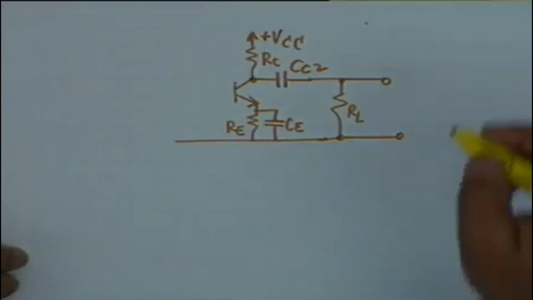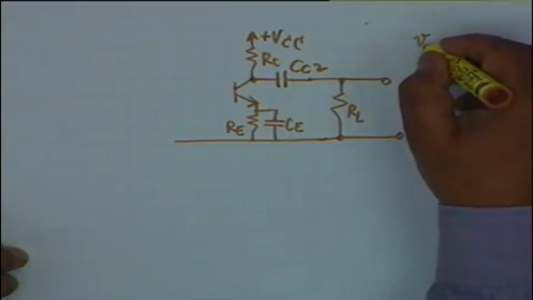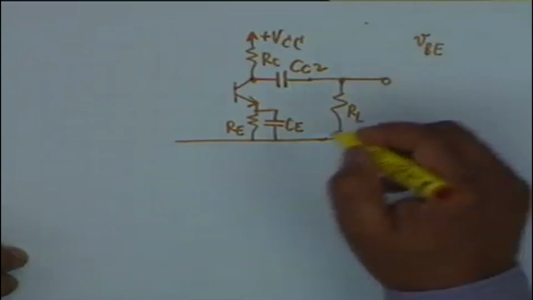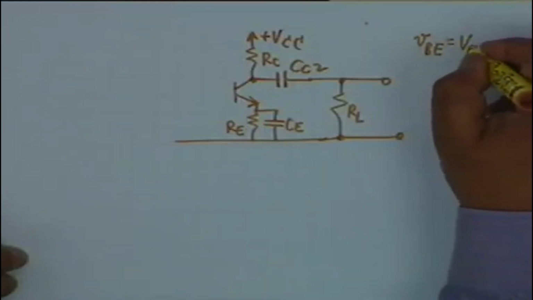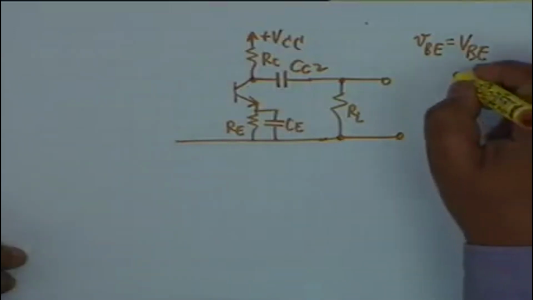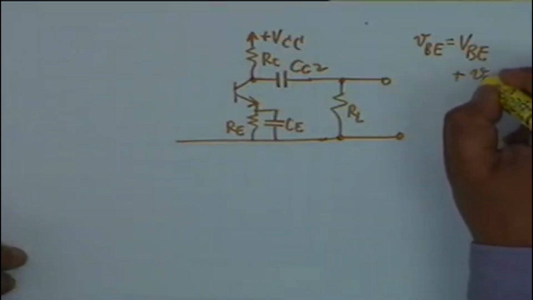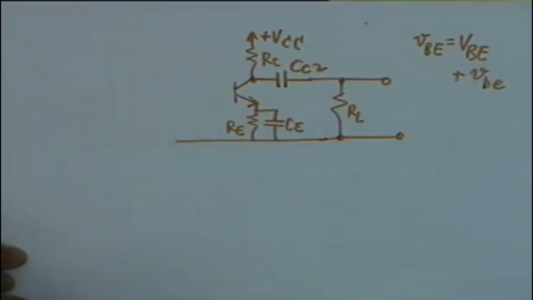Now we have adopted the notation that if I say VBE, this is the total base emitter voltage, equal to the DC base emitter voltage, capital V sub capital BE, plus small v sub small b small e. This is the AC input voltage.